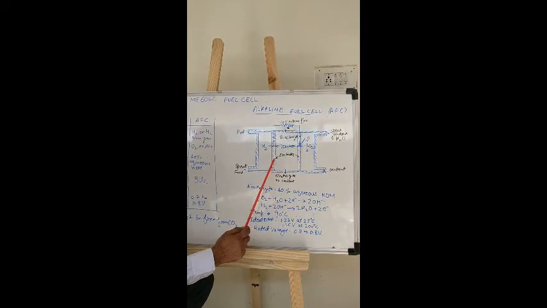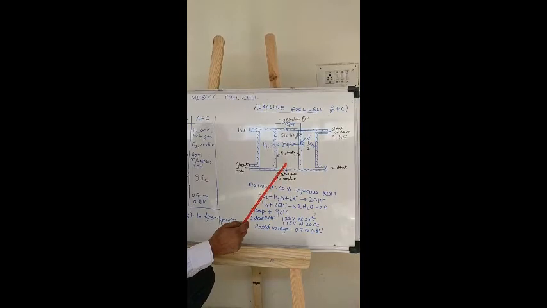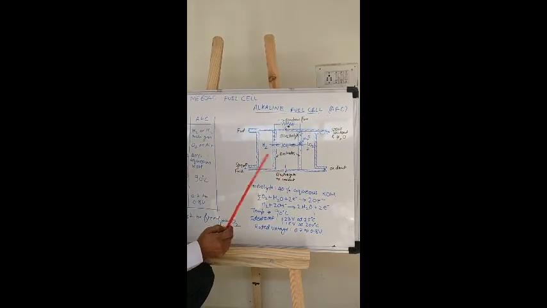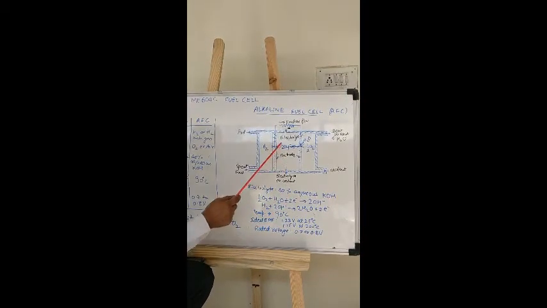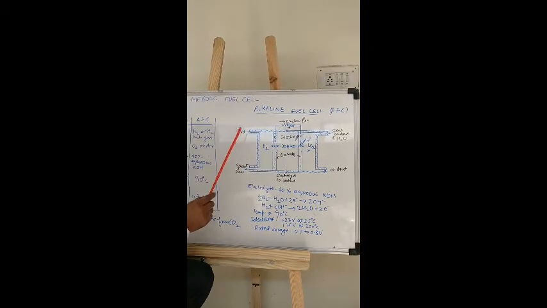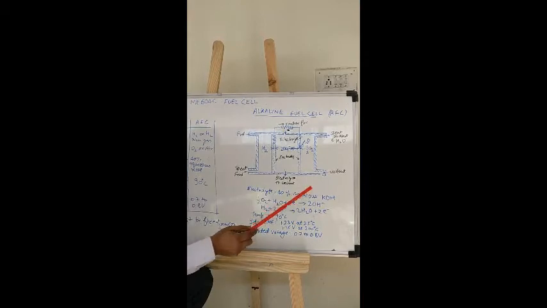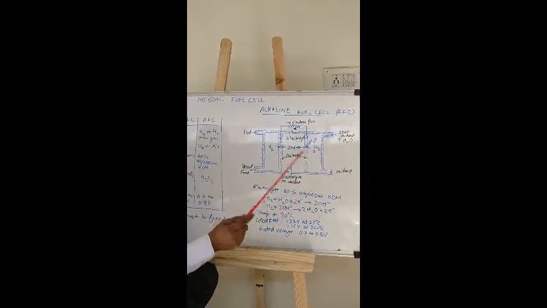So these two electrodes are porous, and with the electrolyte, which in the case of alkaline fuel cell is aqueous KOH. 40% aqueous KOH is filled between these two electrodes. From one side we supply the fuel. The fuel is generally hydrogen or hydrogen-rich gas, and from other side we supply the oxidant. Oxidant can be pure oxygen, it can be air also.